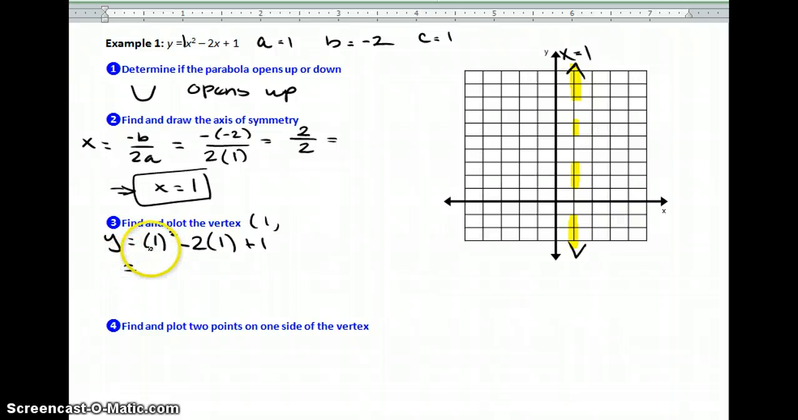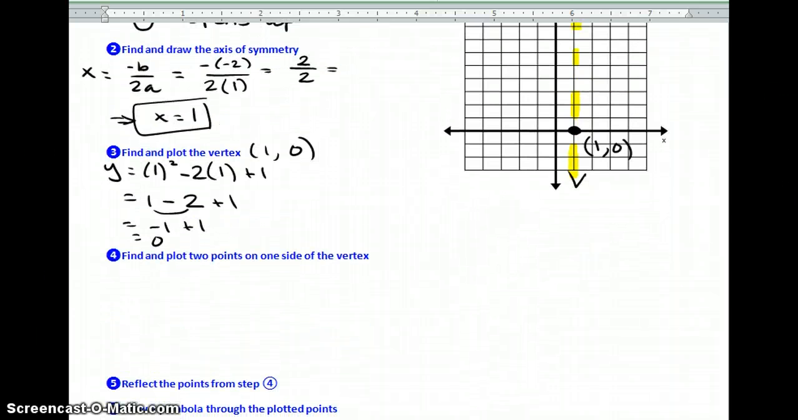Then you'll simplify, order of operations. 1 squared is 1, minus 2 times 1 is 2, plus 1. That's negative 1 plus 1, which is 0. So the y part of it is 0, so the vertex is (1, 0). We said this opens up, so I'm thinking it's going to go something like that. Label your vertex as well: (1, 0).